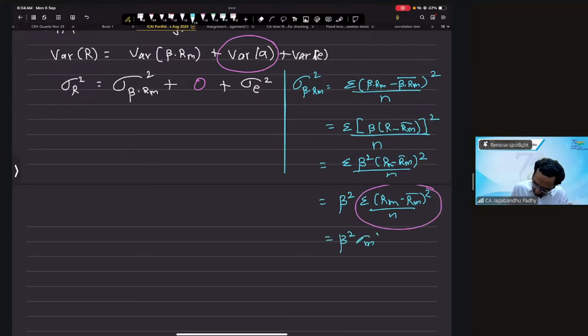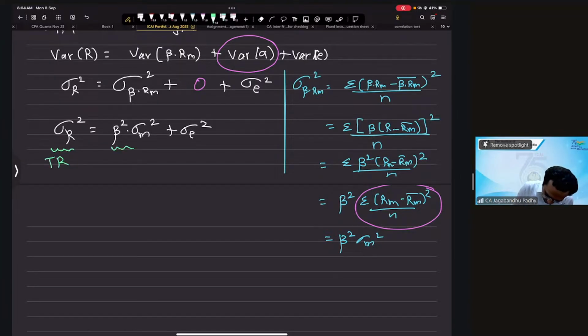Can I say that is variance of market? Right. So I can actually write this formula as: variance of security return is going to be equal to beta square into variance of market return plus variance of error term. Now this entire expression boils down to everything. This is your total risk.